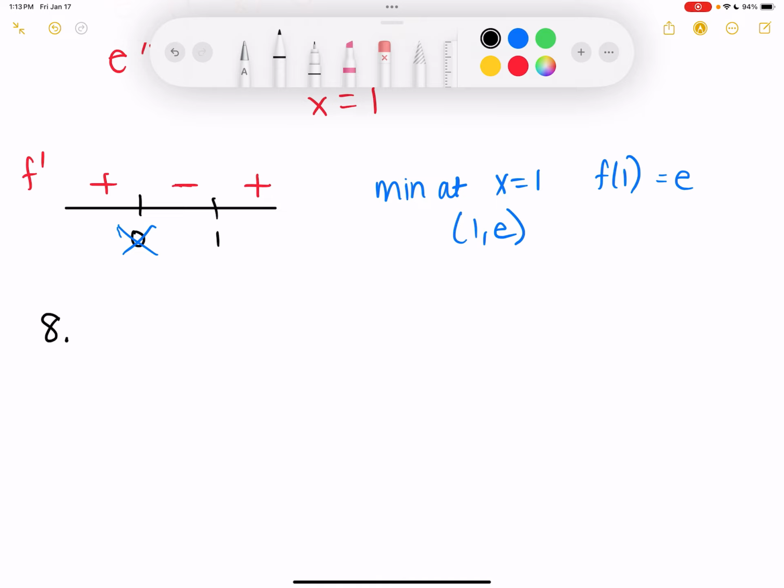All right, 8. y equals negative x to the 4th plus 4x cubed minus 4x plus 1. So I find the first derivative. Wrong problem. Don't you just hate it when you write the wrong problem?